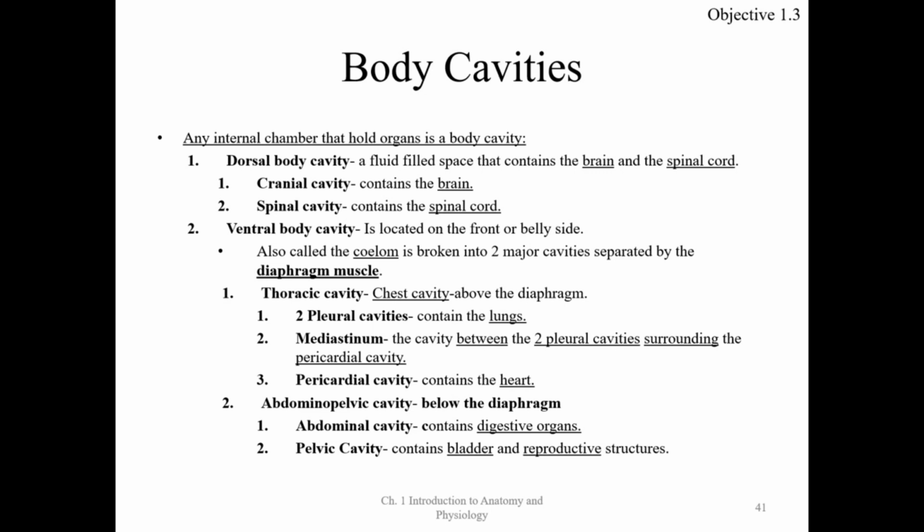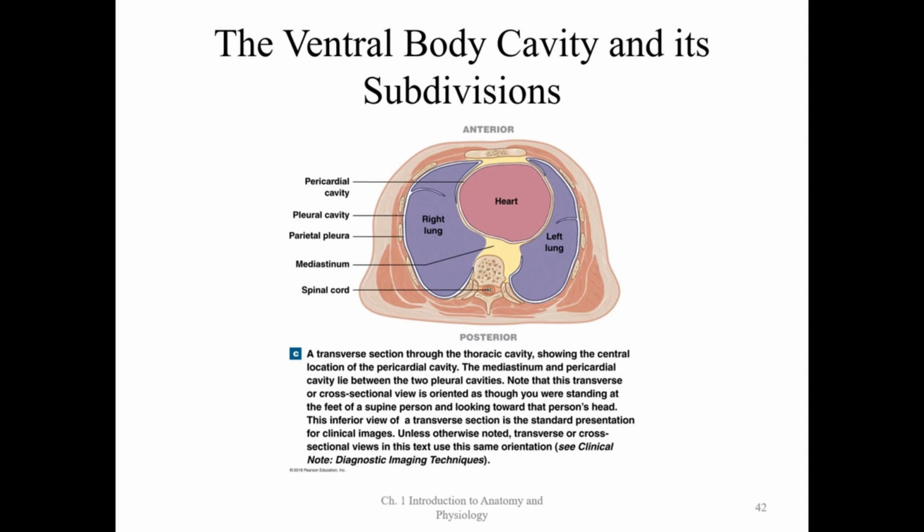Now, in the thoracic cavity, we have the two pleural cavities that hold the lungs. We have the mediastinum that is between the pleural cavities and surrounding the pericardial cavity, around the heart and behind the heart. And then in the abdominopelvic cavity, we have the abdominal cavity that holds your digestive organs and the pelvic cavity that holds the bladder and reproductive structures. Now look right here. In purple, we have the pleural cavities holding the lungs. In yellow, the mediastinum. And in red, the pericardial cavity holding the heart. Okay.